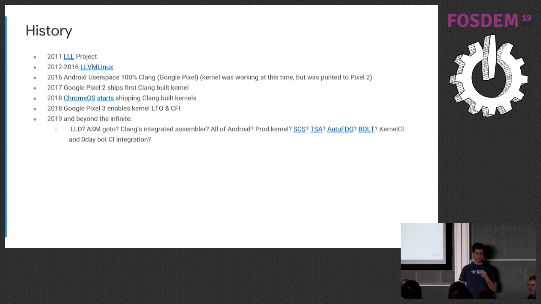In 2018 for Pixel 3, we got LTO working in the kernel, and then control flow integrity analysis up and running. That CFI helps with trying to prevent ROP chains in the kernel. And then, 2019, what are we working on? I would say LLD support is imminent, at least for ARM64.